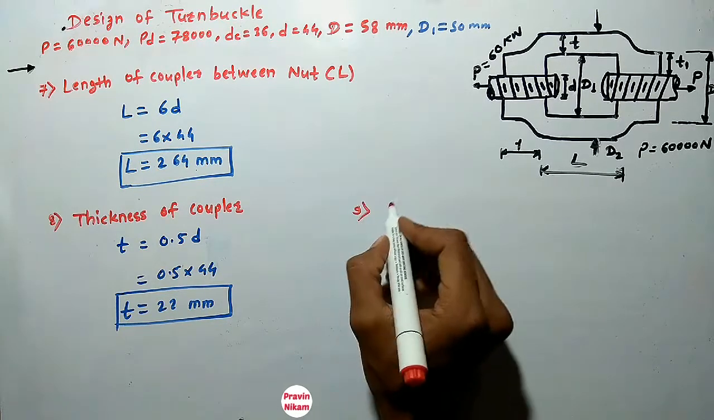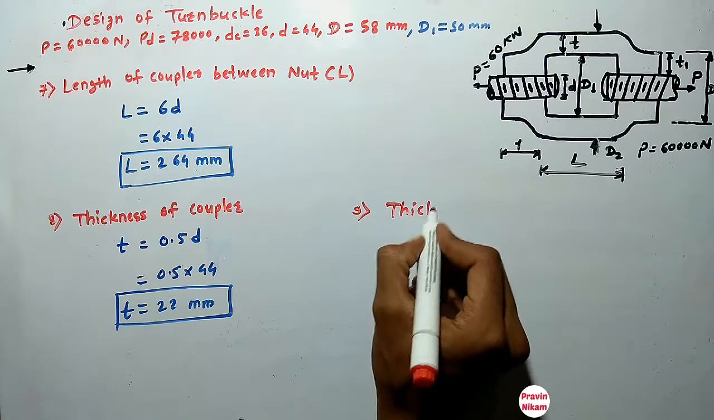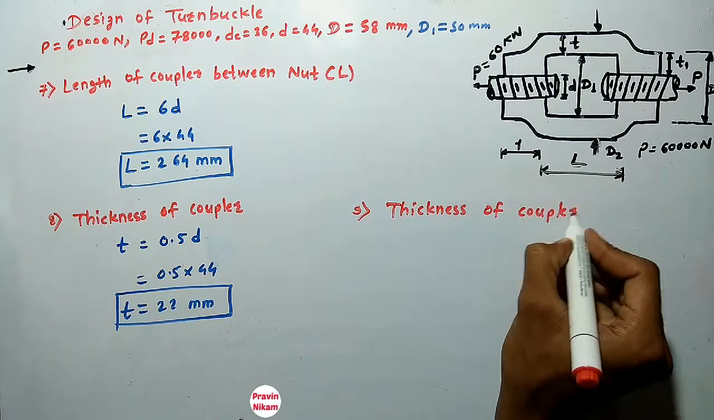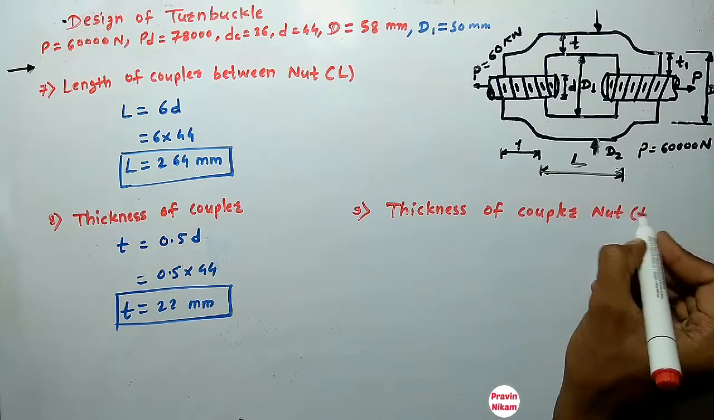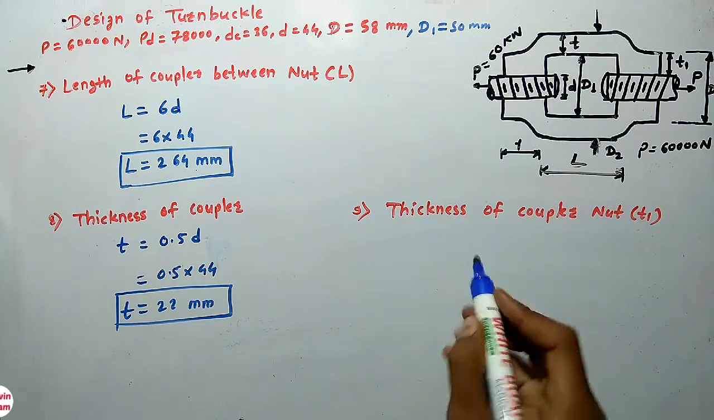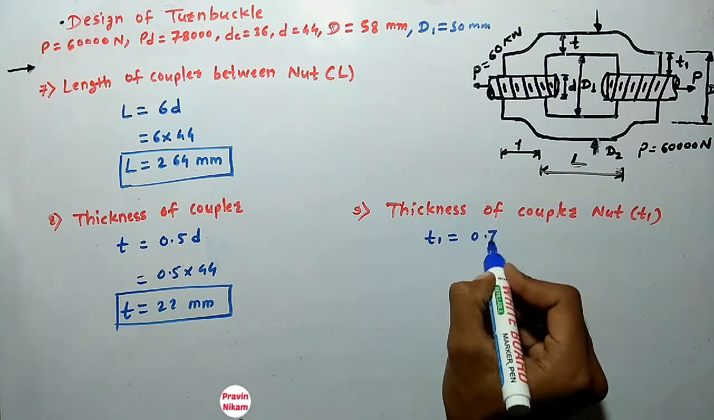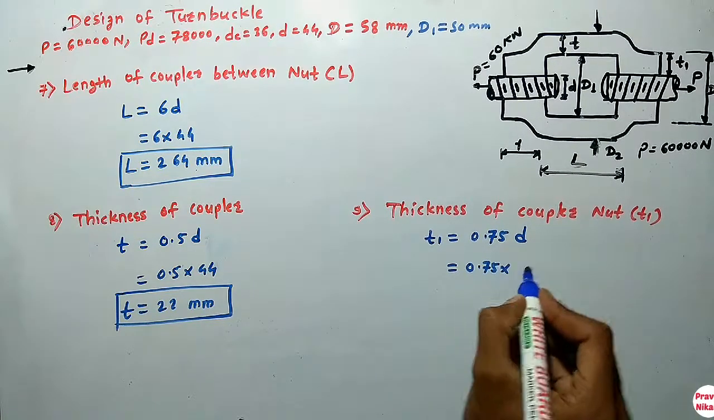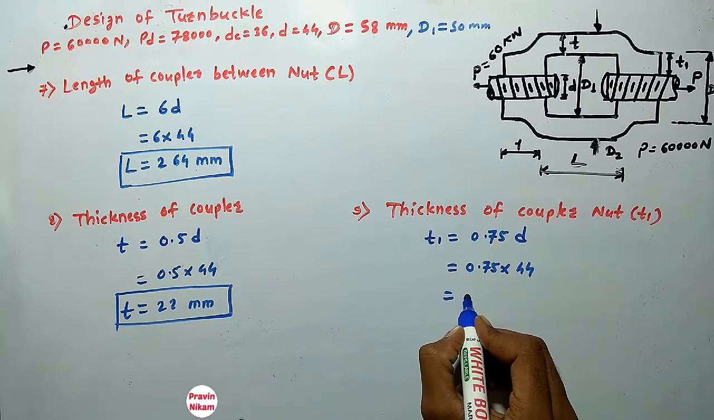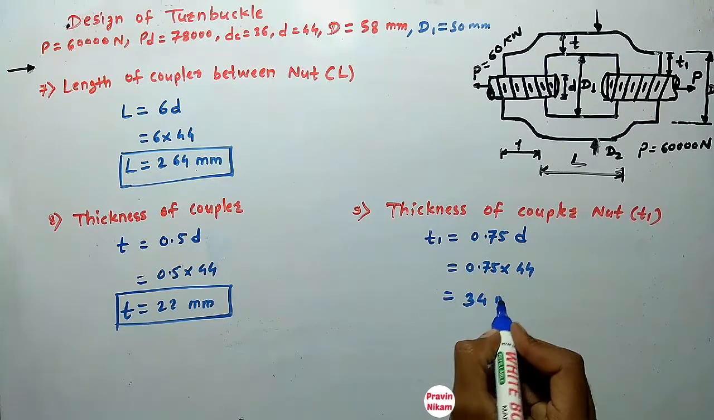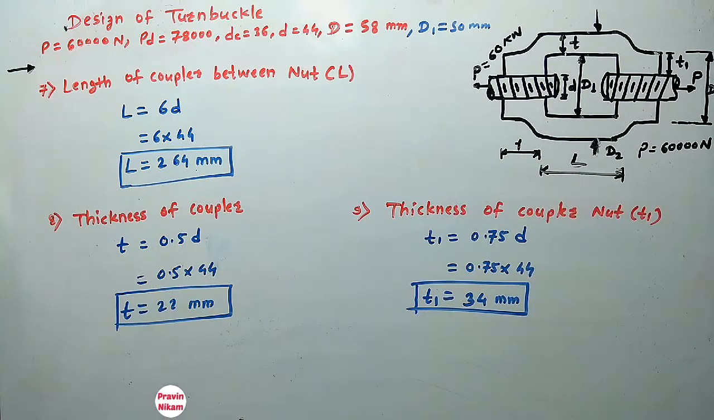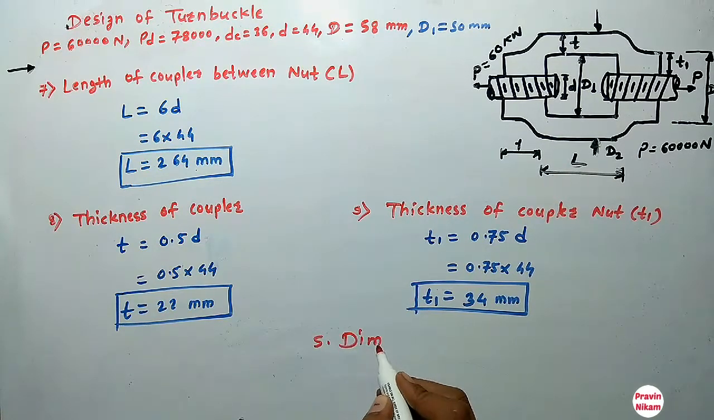And the last step is ninth, thickness of coupler nut. That is T1. So T1 is 0.75 times diameter of tie rod. So 0.75 into 44, so it is 34 mm. T1 is 34 mm. And the last step, that is the fifth main step, is the dimensioned sketch.